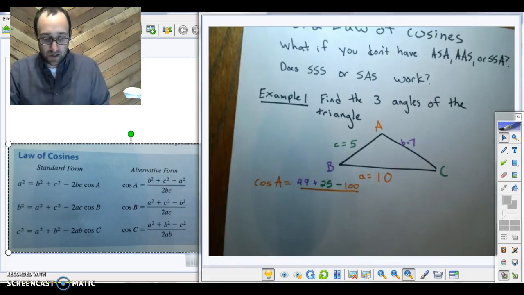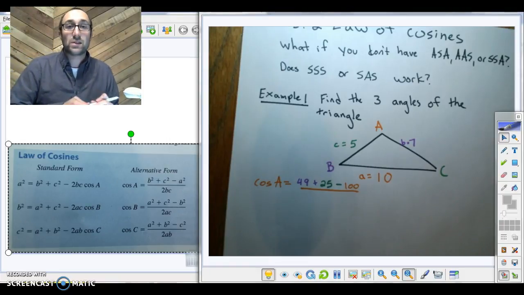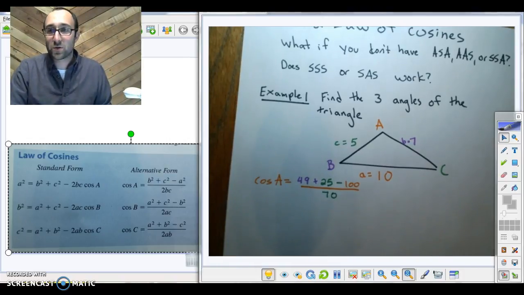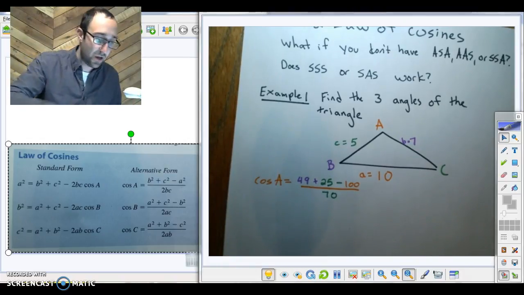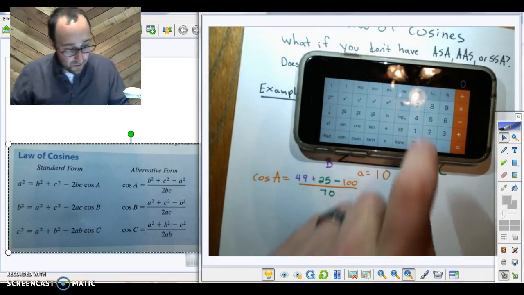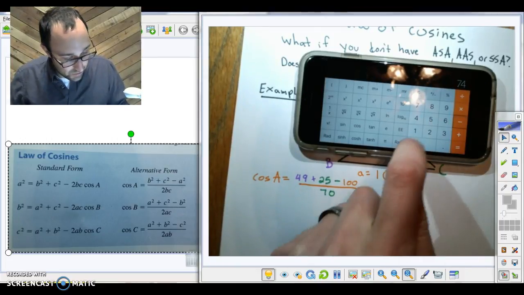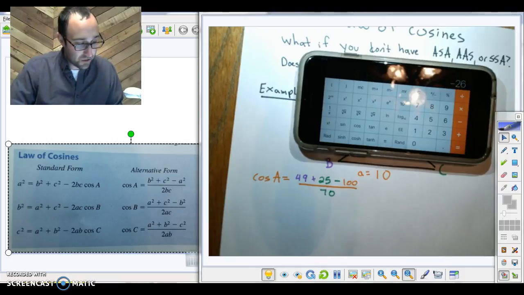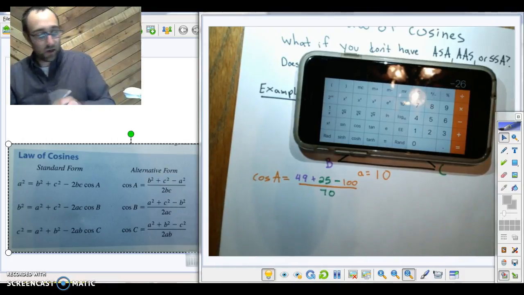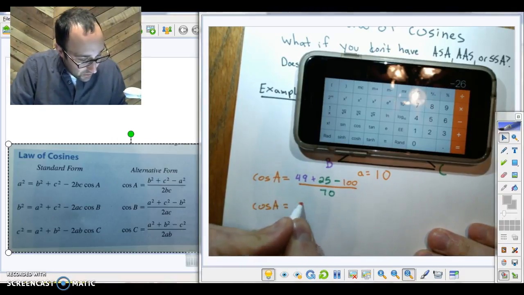2 times 7 times 5. If we can do that all at one time, 5 times 7 is 35, times 2 is 70. So we have that all over 70. Now those are all numbers, so we can just simplify. So I don't make any mistakes, let's just use our calculator. We have 49 plus 25 equals that, minus 100 is going to equal negative 26 over 70. So we can say cosine A equals negative 26 over 70.